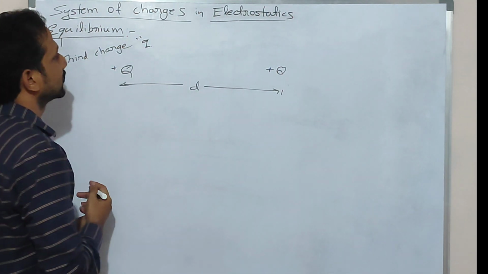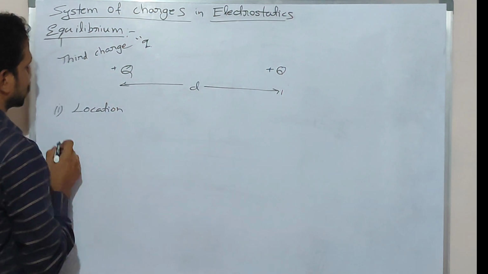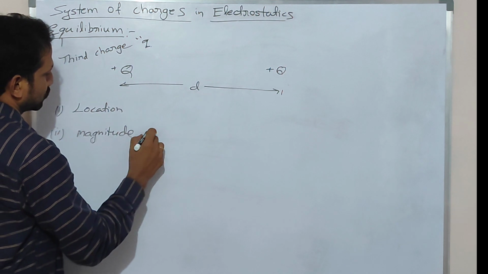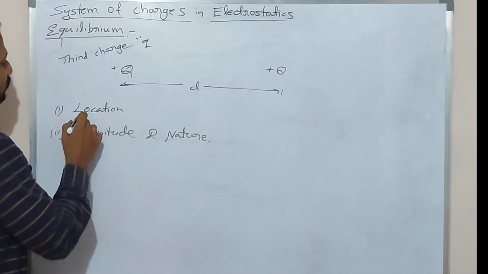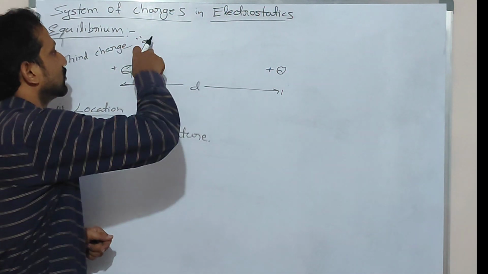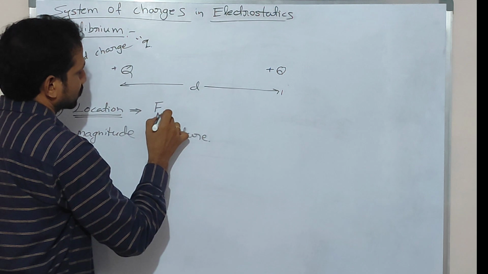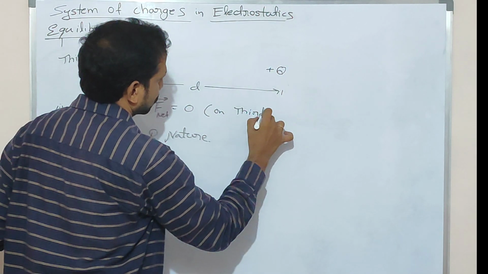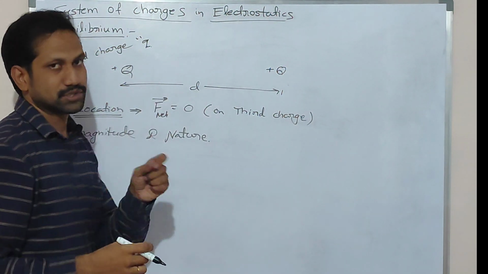Also what amount of charge we have to keep, and also what nature. Generally they ask to find the location of the charge, and to find the magnitude and nature of the charge. To find the location of the charge, it is very simple: equate the net force acting on the third charge to 0. This equation will give you the location of the third charge.